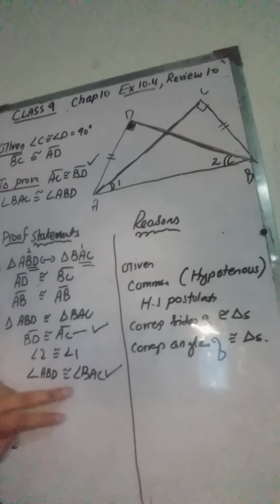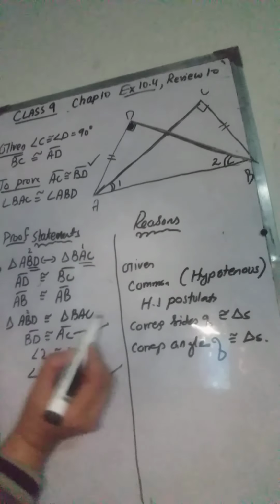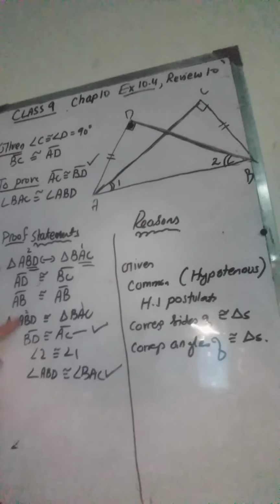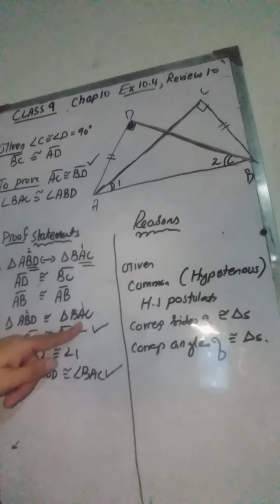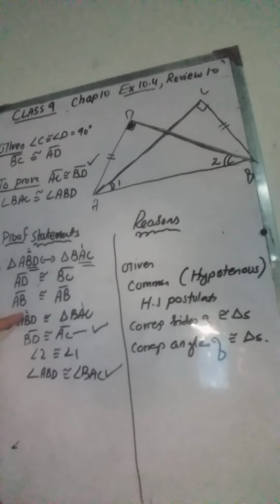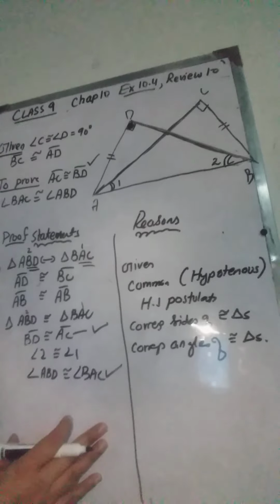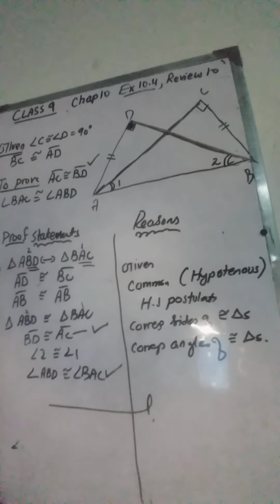And then angle ABD is congruent to angle BAC because they were the corresponding angles. Angle 2 was made at B and angle 1 was drawn at vertex A. As these two vertices correspond, these two angles 2 and 1 are also congruent because those were the corresponding angles. So this proves the question. Now let's move forward.